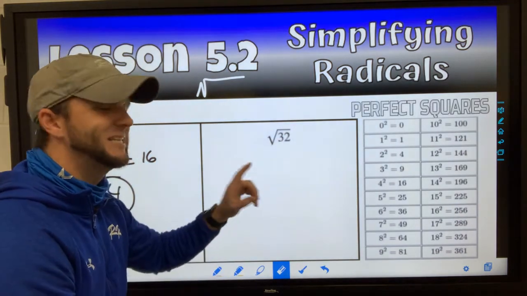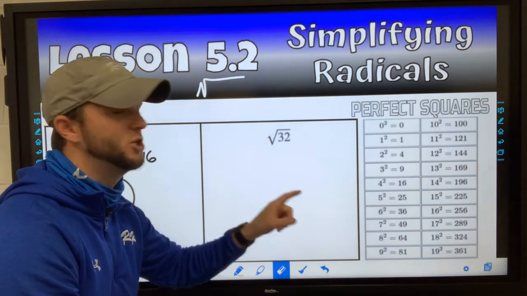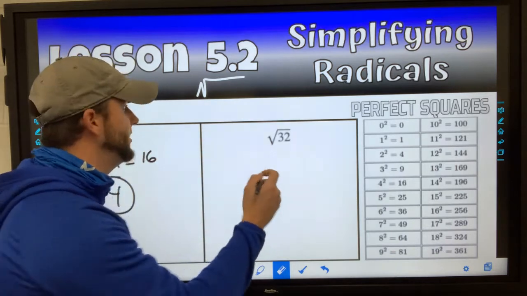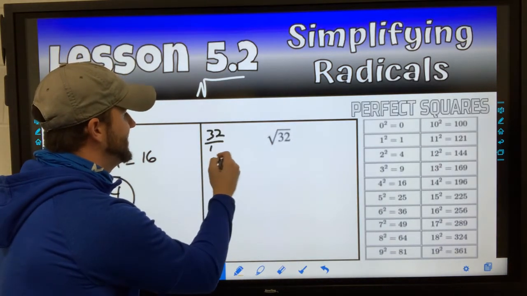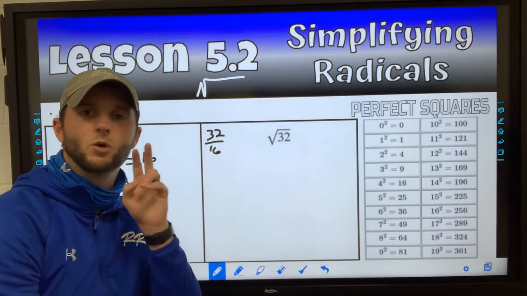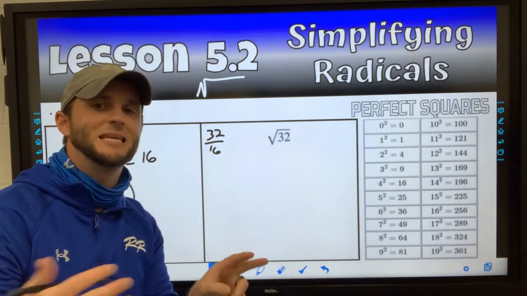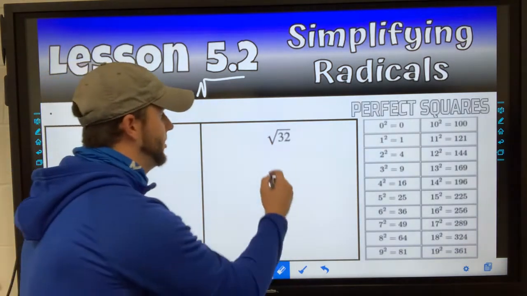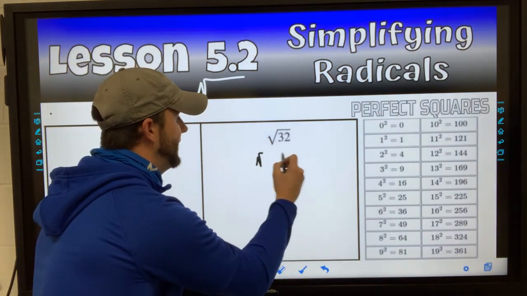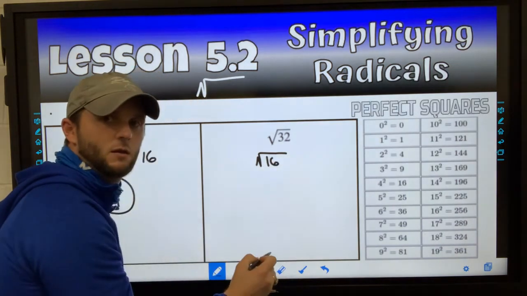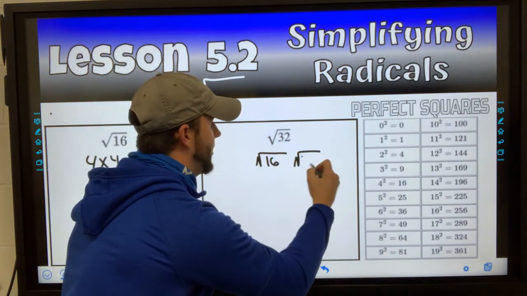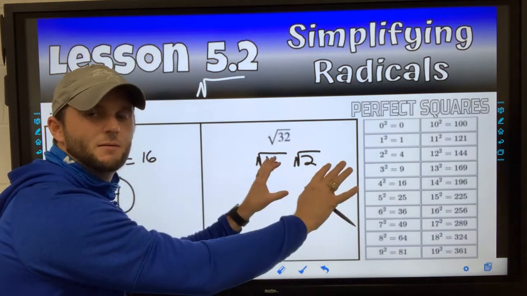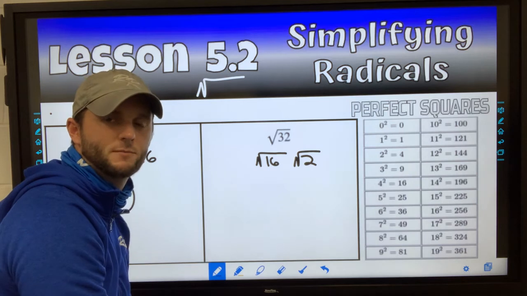The highest number that can divide into 32 is 16, okay? If I do 32 divided by 16, that's going to give me 2. So that tells me 2 times 16 is going to give me 32. So I'm going to take this square root of 32 and break it up into the square root of 16 and the square root of 2, because 16 times 2 gives me 32. So I broke it up into 2 different multiples, okay?